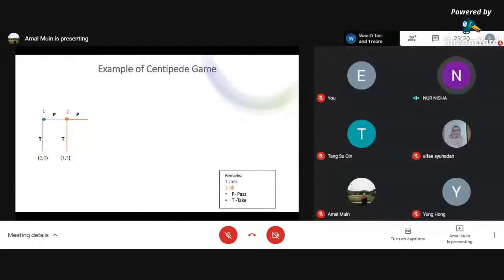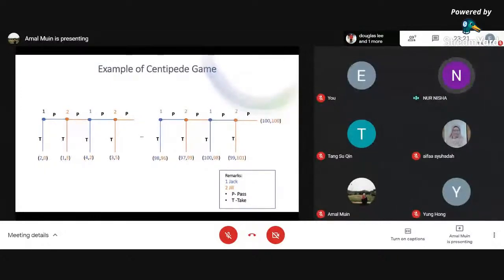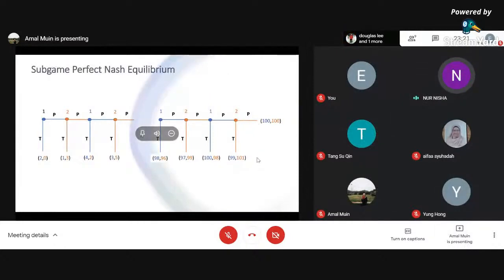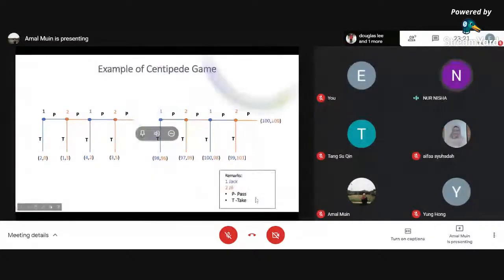If he passes, then the total payoff will increase by 1. If Jill chooses to take, then Jill will get $3 and Jack will get $1. But if Jill decides to pass, then there will be an increment in the total payoff. And this goes on until 100 rounds. At the last round, when Jill chooses to take, the payoff will be $101 for Jill and $99 for Jack. But if they cooperate and Jill decides to pass, they will have an equal payoff, which is $100 for Jack and Jill. Now let me pass to the next.